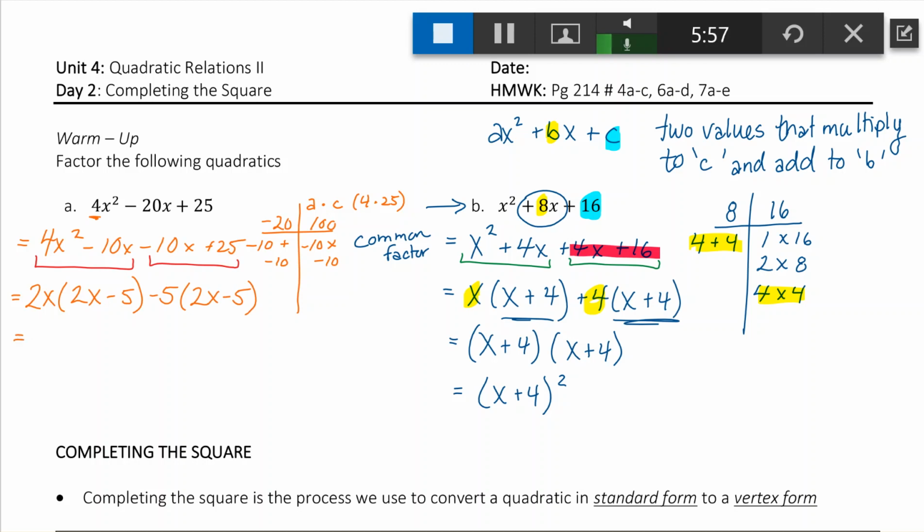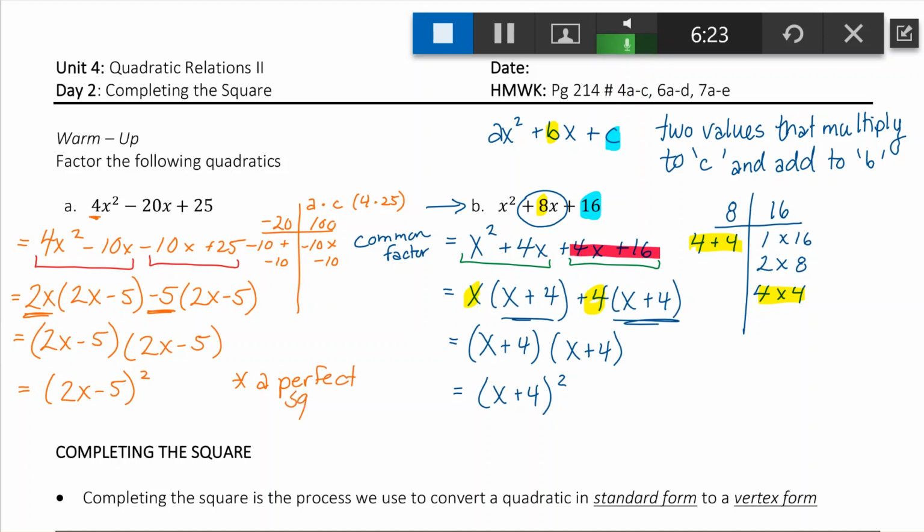So again, what is common? You see 2x minus 5 is common in the brackets. You rewrite that. And what is left over? 2x and negative 5. And again, we get something similar to the last problem, where we're going to have to rewrite 2x minus 5 squared. Now, both of these problems would be what we call a perfect square.